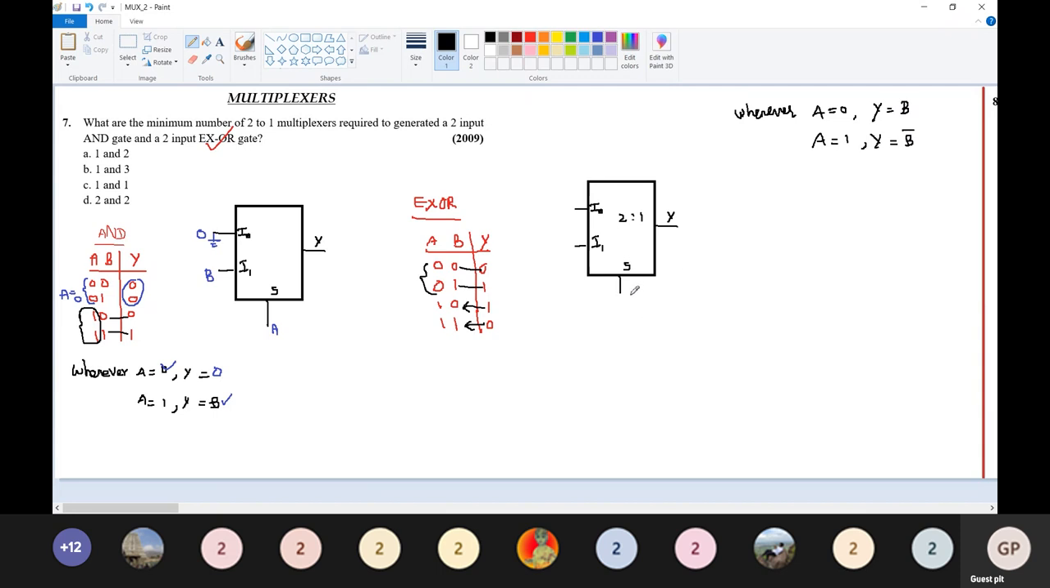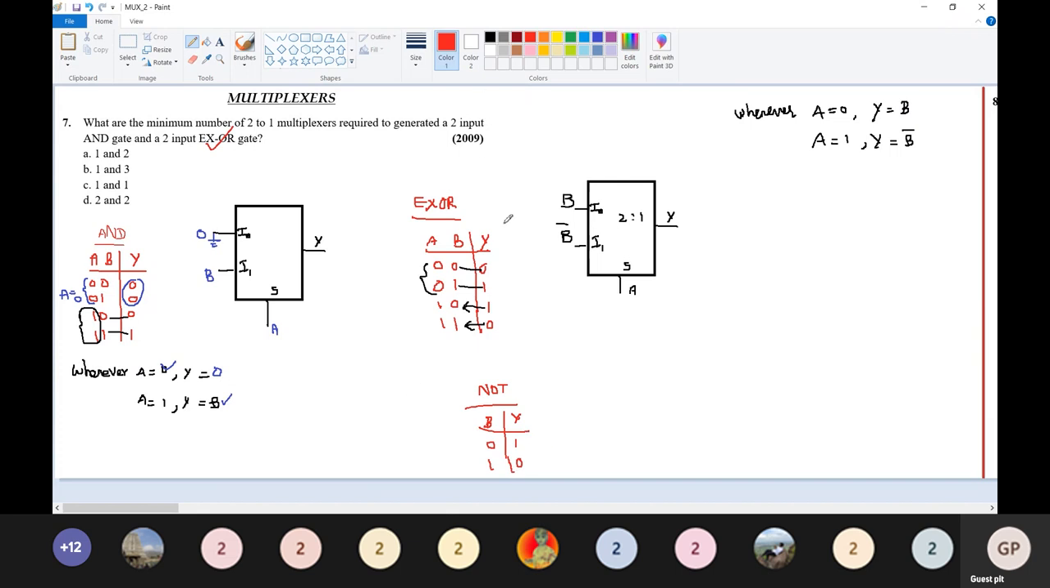So this is A. When A is equal to 0, I0 will be selected, which will be equal to B. Similarly, when A is equal to 1, I1 will be selected, which will be equal to B dash. This is the 2:1 MUX implementation, but you don't have B dash available as a variable. In order to implement B dash, you need a NOT gate. So for the NOT gate, input B, 0 means 1, 1 means 0.